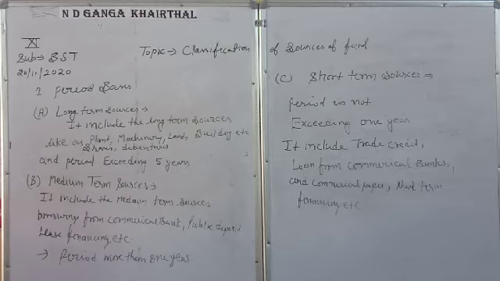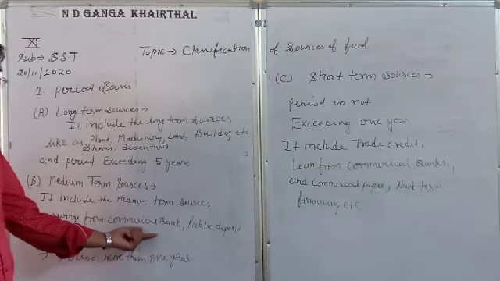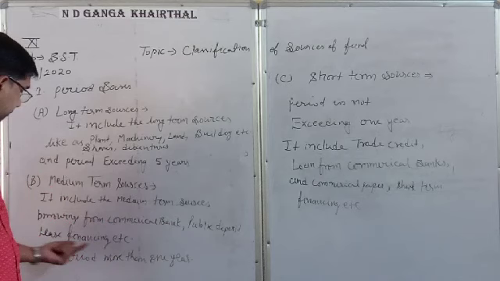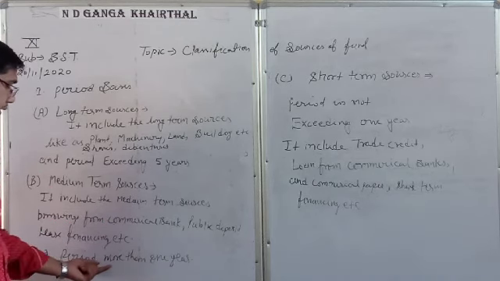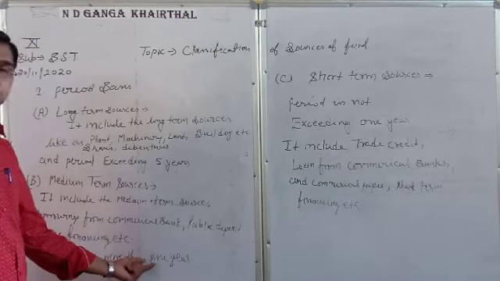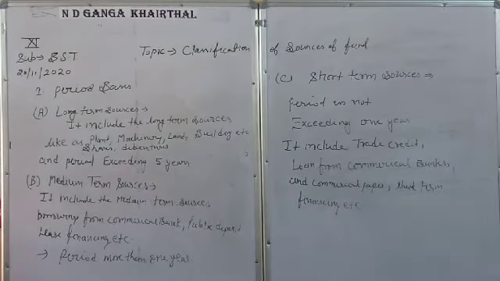Second, B point, medium term sources. So it includes medium term sources: borrowing from commercial bank, public deposits, lease financing, etc. So the period is more than 1 year in medium term sources.